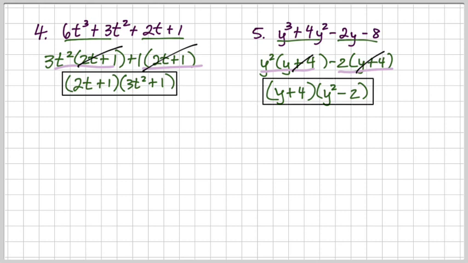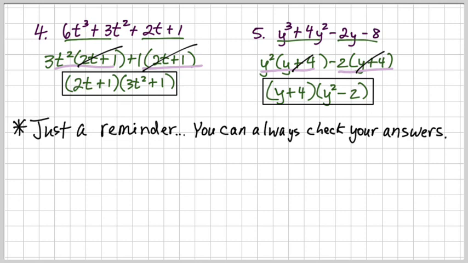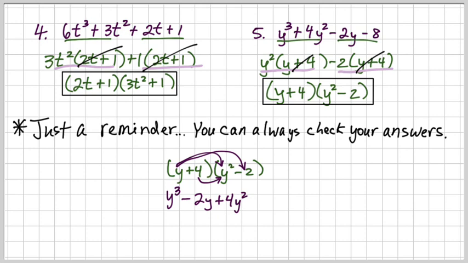Now, I just want to remind you, I think I've said this enough, but we can always check our answers. So if you got to number 5 and you're thinking, I think that's right, but I'm not sure, well, you can always check it. You'd FOIL. y times y squared is y cubed. Your outer product is a minus 2y. Your inner product is a plus 4y squared. And your last product is minus 8. Just change your order, and you can see we're back to where we started.